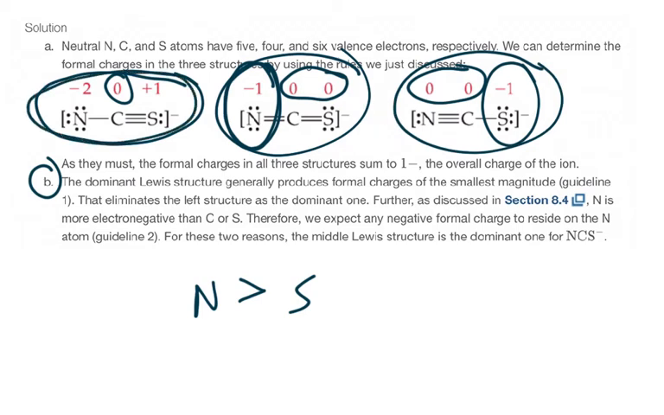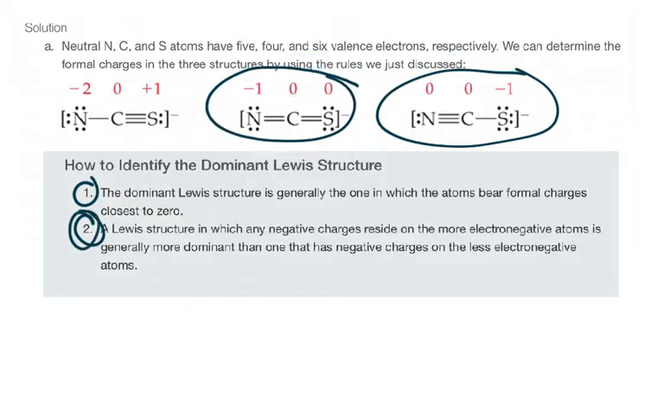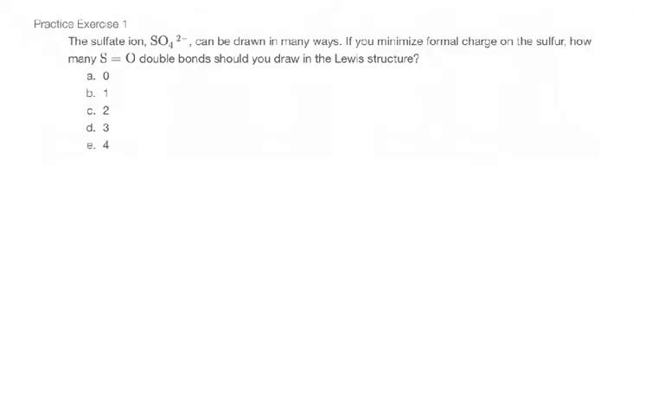So the first thing you do is you look for the ones with the most zero formal charges. And then if there's a tie, look for that negative being on the more electronegative element in that compound. And that's how you determine this one. So we had to use that second rule here as the tiebreaker. All right, now look at this question.